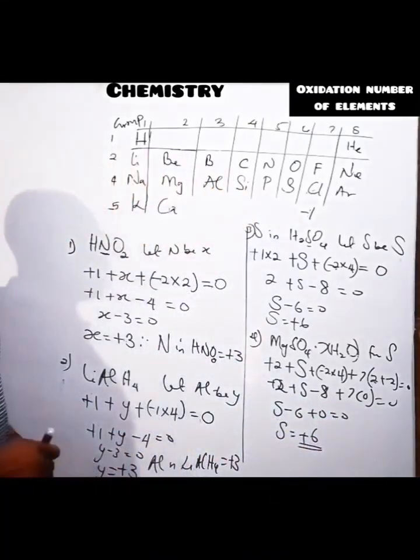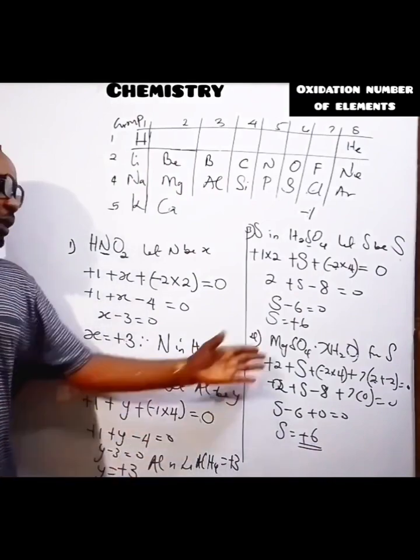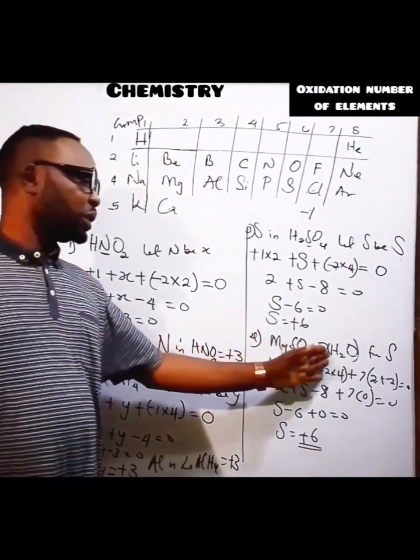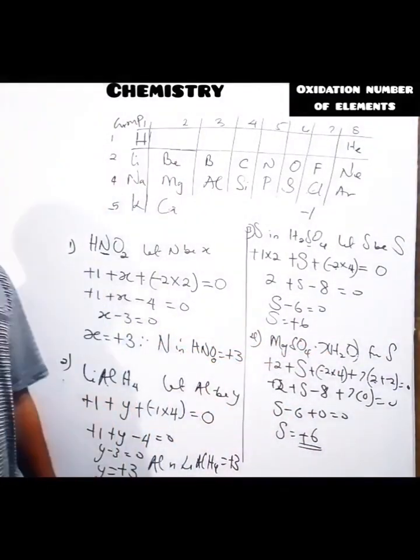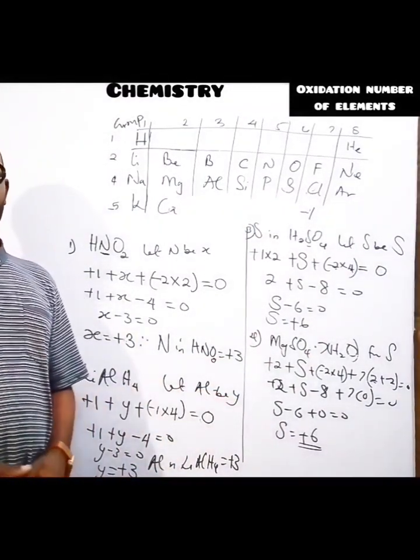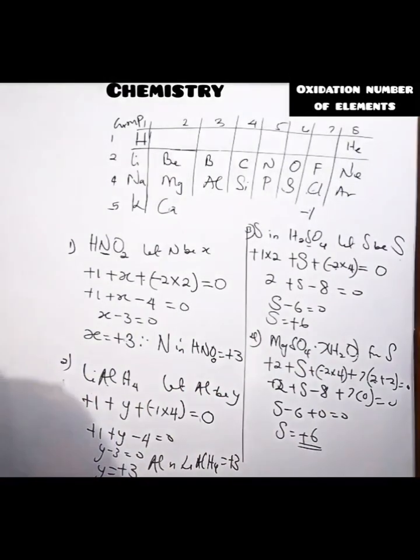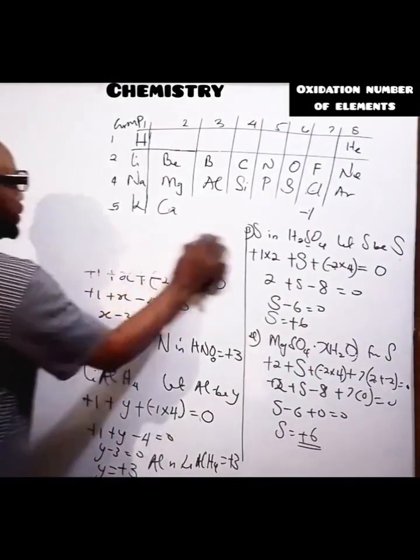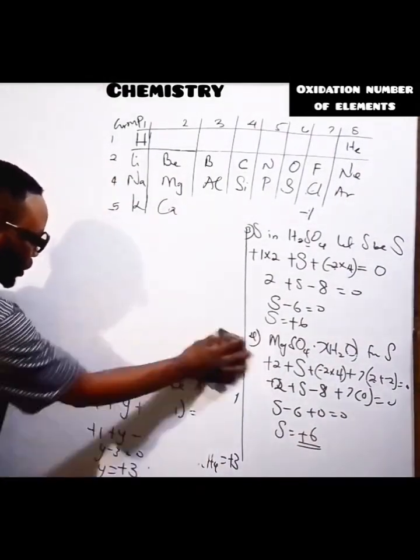So the oxidation number of sulfur in MgSO4.7H2O is equal to +6. So let's also look at some other question. Let me create some space here.